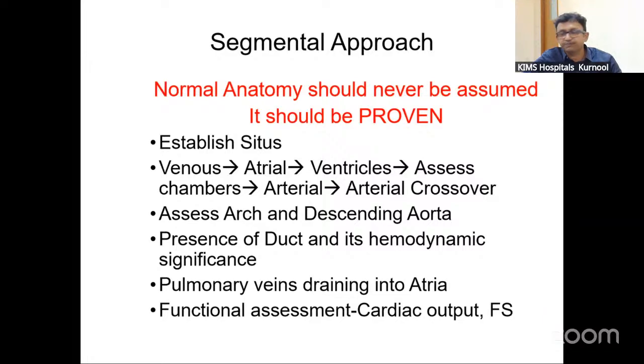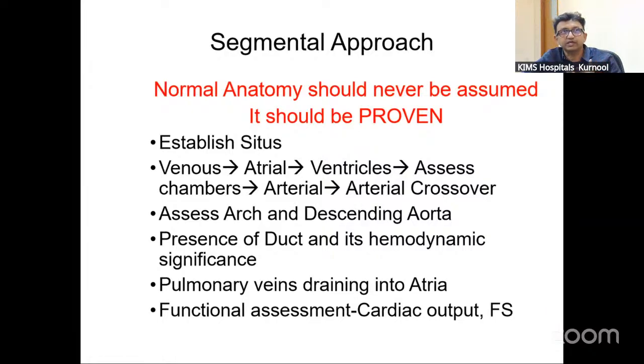Don't have such assumptions. So first and foremost, establish the situs, okay, that it is a levocardia. Only after establishing situs does it become much easier to check for other anomalies. Like if it's a dextrocardia and you're trying to do the echo, it will cause a lot of confusion. So first establish that it is levocardia. Then we look at atrial concordance, atrioventricular concordance, then assess the ventricles, then ventricular arterial concordance and arterial crossover. That should be your approach.